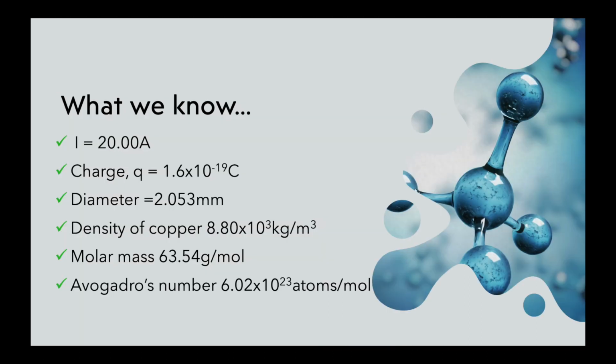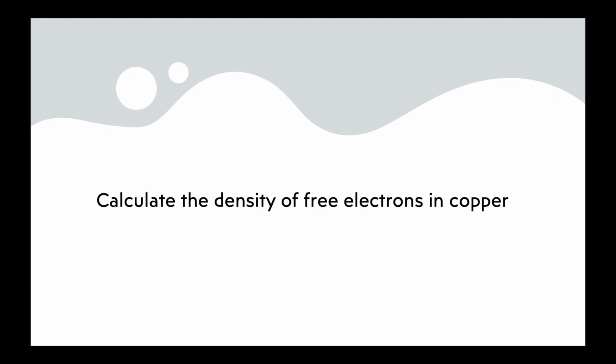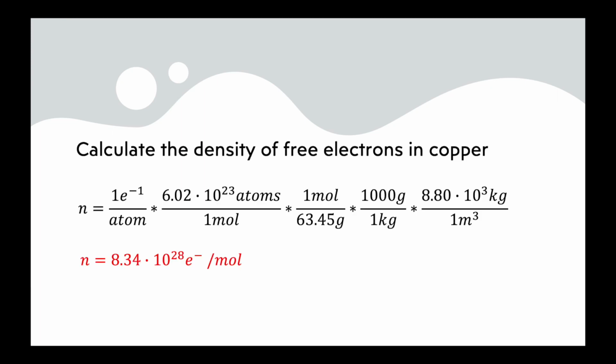So first we must gather what we know from this word problem. We have been given the current, charge, wire diameter, copper density, and atomic mass. We will also use Avogadro's number to find our answer. Next, we must calculate the density of free electrons using the copper density, atomic mass, and the Avogadro constant. This gives us N equals 8.34 times 10 to the 28th electrons per cubic meter.